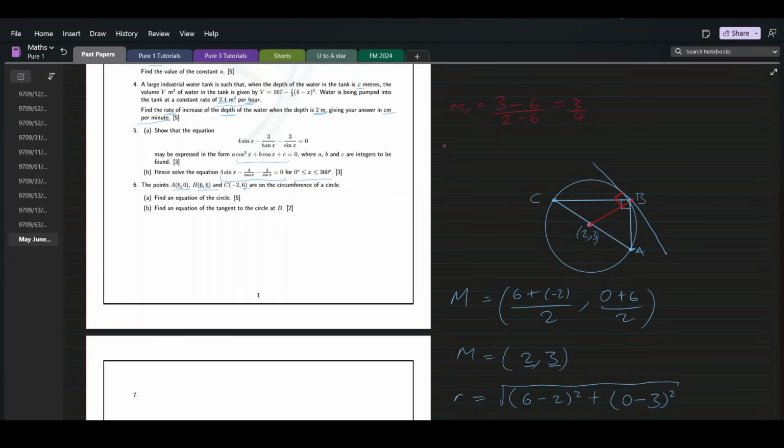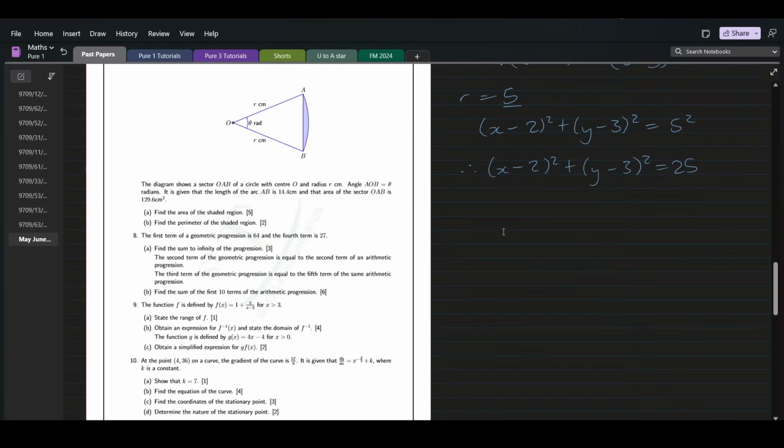So this must mean that the gradient of the tangent is equal to the negative reciprocal of that. Flip this fraction and make it negative, so negative 4/3. That's the gradient of the tangent. And we also know that our tangent passes through the point B. So using these two pieces of information, we can get the equation of our tangent.